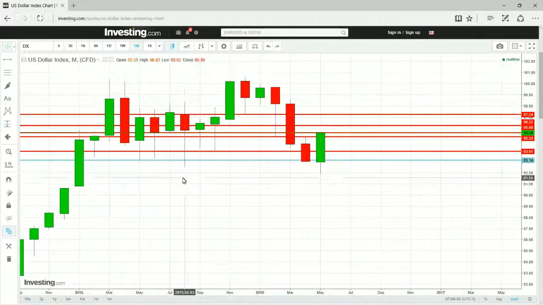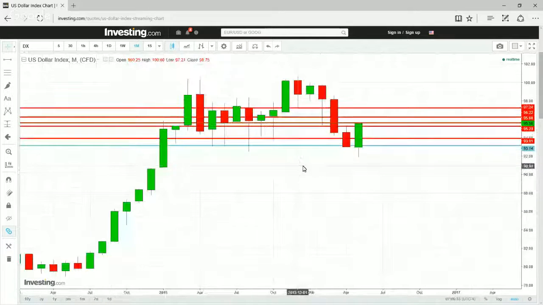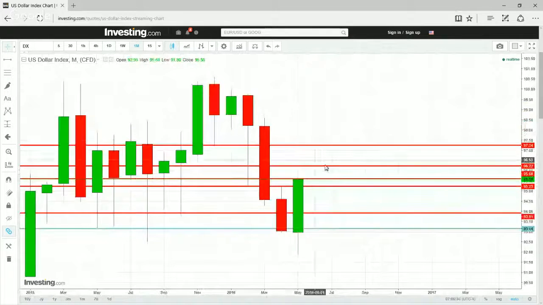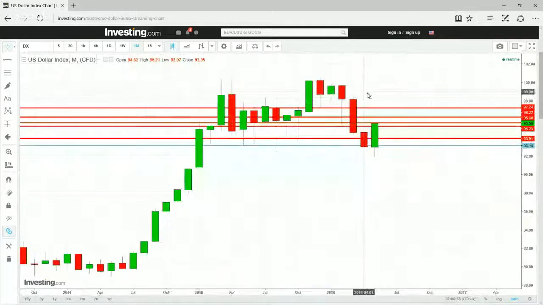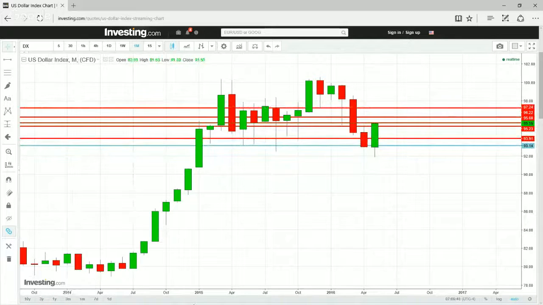You can see we've traded back down into this big double bottom on the weekly. And so this bullish engulfing candlestick could be the signal that the correction is over and we're about to see some further upside. So with that in mind, let's take a look at the major currency pairs and see how this analysis translates.